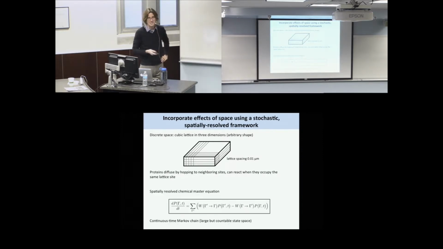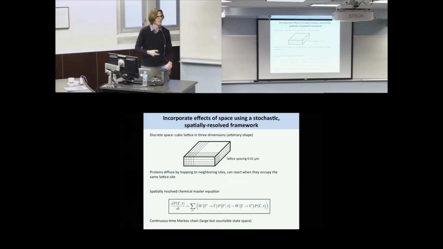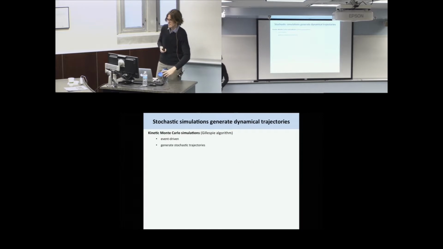Okay, so the dynamics here, same equation. This state space now, the possible values that gamma can take on, is just much larger. However, it's still a countable state space, so we have the same continuous time Markov chain dynamics. Why is it bigger? It's because now we need to track where the proteins are, as well as the state that they're in. Okay?